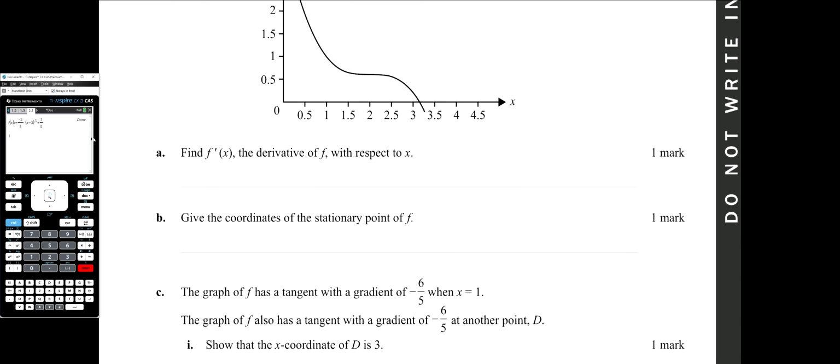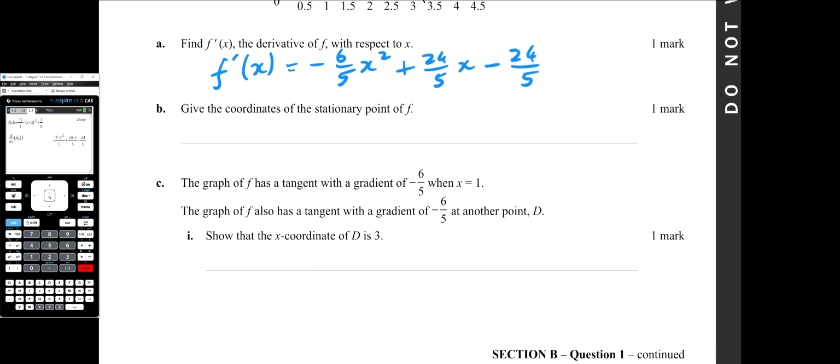So part A, find f dash of x, the derivative of f with respect to x. Okay, so this is a 1 marker, so we're just going to use our calculator. Shift minus d dx, var, choose f, x, and there we have it. So the derivative of this function, f dash of x, is equal to, copying what we have in the calculator, negative 6/5 x squared plus 24 over 5x minus 24 over 5. There we go. That's all we need to do for the mark.